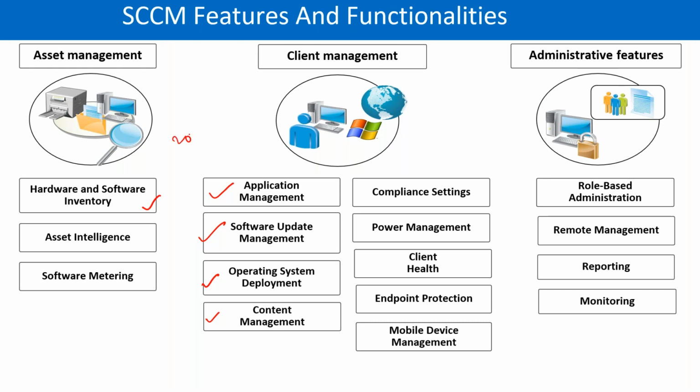Let's say there are 20,000 devices, and you would like to know how many computers have 2 GB of RAM, how many computers have the Windows 10 operating system, and so on. It is going to give you all those details. Asset intelligence to categorize software, software metering to find out the consumption of any software, compliance to find out the compliance status of a computer, whether the computer is compliant or non-compliant.